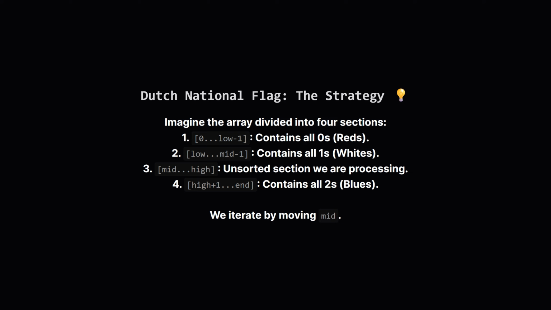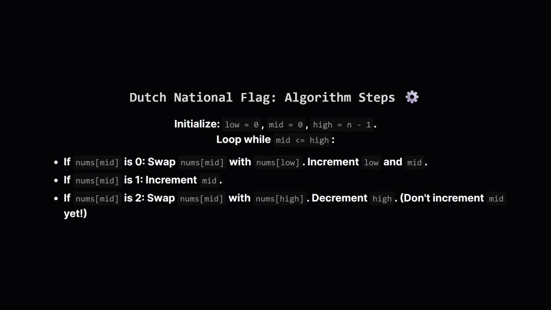Think of our list as being divided into sections by these pointers. The section from the beginning up to just before low will hold all our zeros. The section from low up to just before mid will hold all our ones. The section from mid up to high is the part we're still working on, the unknown region. And the section from just after high to the end of the list will hold all our twos. Our goal is to shrink that unknown region. We'll do this by looking at the element at the mid pointer. So initially, low and mid start at the very beginning of the list, index 0, and high starts at the very end of the list. We keep going as long as mid hasn't passed high.